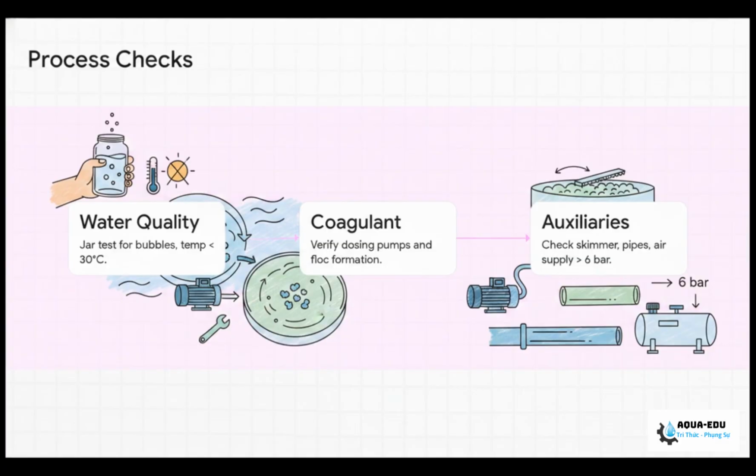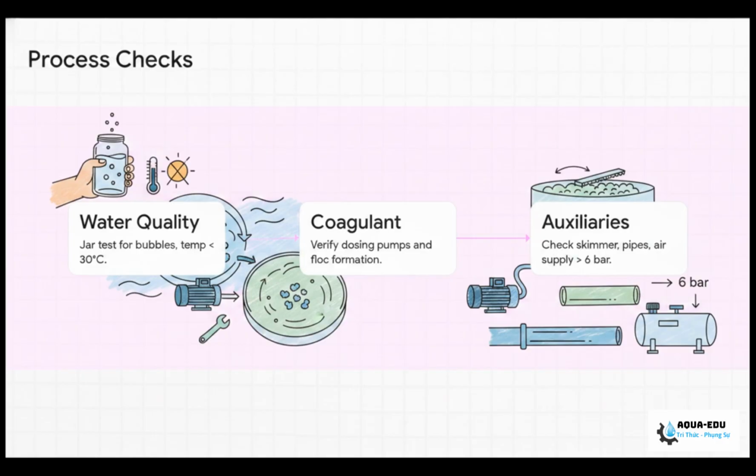The final 3 checks, well, they focus on the actual process. Step 5 is water quality. Pull a sample right before the nozzles into a clear glass to check for bubble release. And definitely check the temperature. Water over 30 degrees Celsius just physically cannot hold as much dissolved air. Step 6, verify your coagulant dosing. Are your dosing pumps actually running? And are they forming strong, visible flocks in the rapid mix tank?